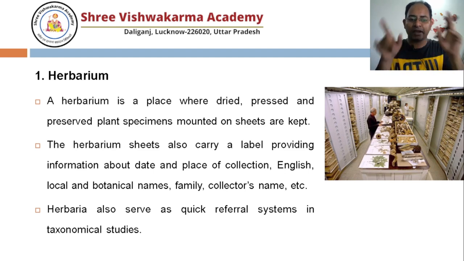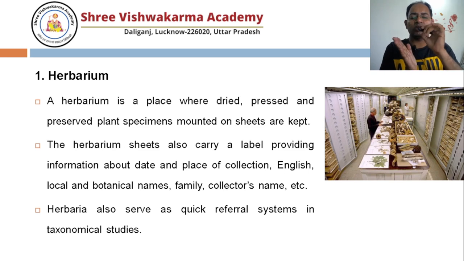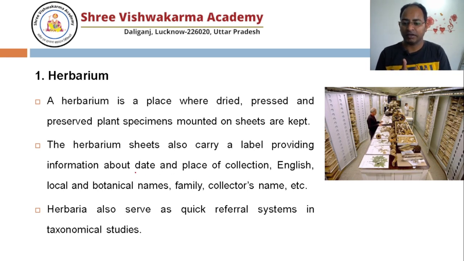That specimen you take, make a file, stick it on it, and write down all the details: what is the genus, what is the family, on which particular date you collected this specimen, who collected it, you can write your own name. All the scientific information you can write down in one sheet. Likewise, you make a big file, and in it you can keep different specimens. So that is known as a herbarium file. And the place where all these files are kept is known as a herbarium. Very simple. So what can we write down? The date and place of collection, the English, local or botanical name, the family of the plant, and who collected it. So these herbarium files serve as a quick referral system in taxonomical studies.